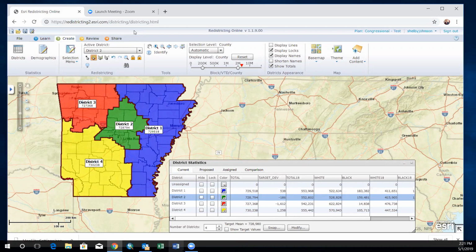Can you even do redistricting without GIS? You could, but it would be really hard. And it would be particularly hard in a jurisdiction where you're trying to cross multiple levels. And let me use an example.